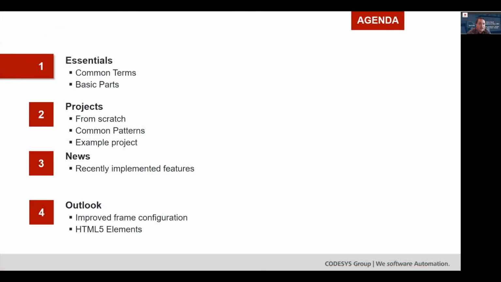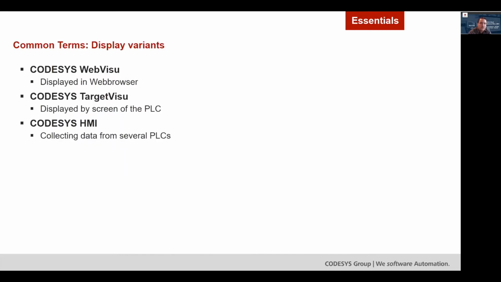We can start with the first section, the essentials about the CODESYS visualization. First of all, I want to explain some common terms that are used by our visualization systems, and the first term are the display variants that we support. The first and probably the most powerful and important display variant is the CODESYS WebVisu, which is effectively displaying the visualization content from the PLC in a web browser window.